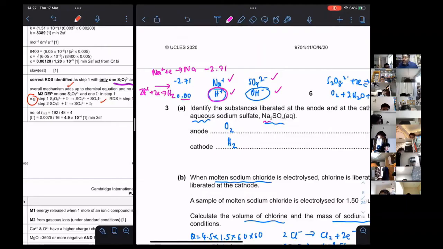This is what I'm telling you now. Whatever you learn in IGCSE, you memorize, but now you apply. So H+ is selected. That's why at the cathode you will have hydrogen gas.